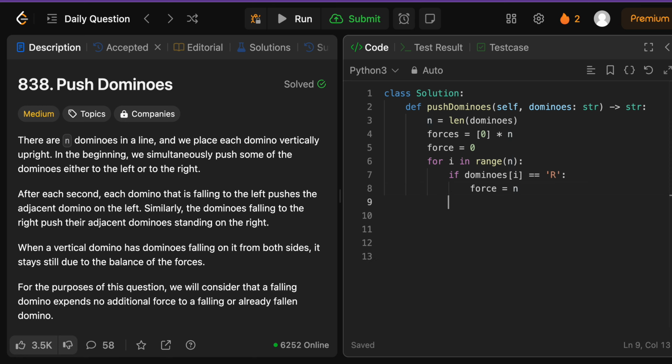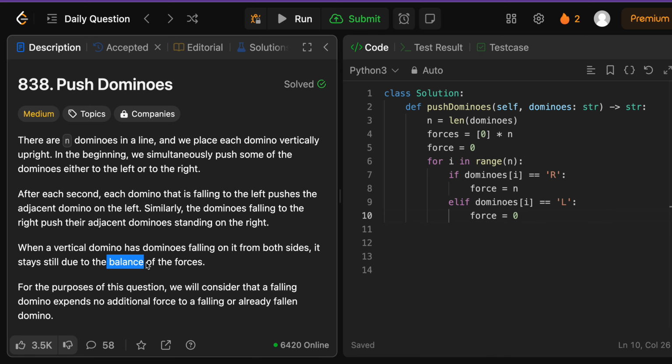And so let's move on to the next case here. In the elif conditional, else if, or elif in Python, if dominoes at the current index i is equal to a left force, well, then we have to reset our force back to 0. This is that canceling effect. Why? Because any rightward force would get reset to 0, as a leftward push would cancel it out. Because we know that they basically cancel out if dominoes have left and right forces balancing on both sides. That's that canceling or balancing effect.